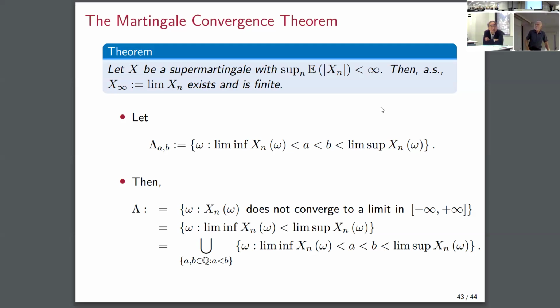Then we set capital lambda, where xn does not converge to a limit. Why is this the set where the lim inf is different than the lim sup? Well, that's the union over all rationals a and b of the limit inf of xn being less than a and the limit sup being more than b. So it doesn't converge. It has to be two rationals in between the limit inf and the limit sup.